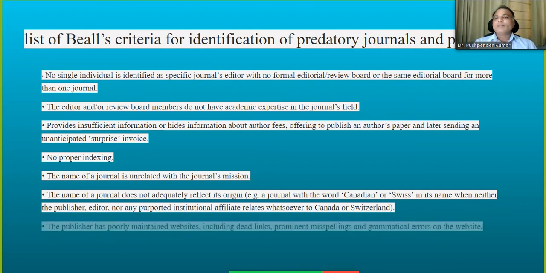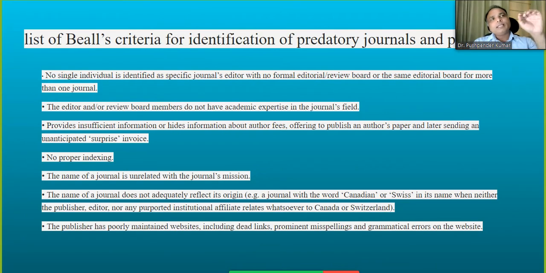Then the publisher has a poorly maintained website. If there is no website, then again it is an issue. How will you communicate? How did you come to know that this is a journal? No link is given. How can you talk to them? There should be an email ID. There must be a phone number. And you find that whatever they have mentioned, the language is not so good. There are grammatical mistakes. So now you can identify that this journal is a kind of predatory journal.